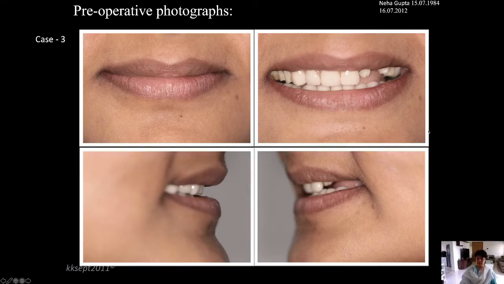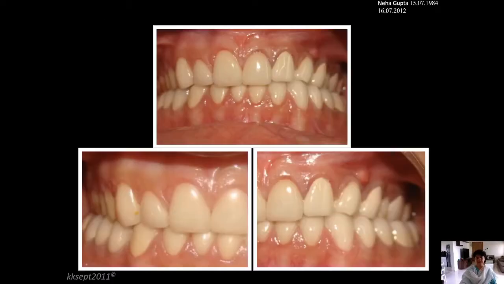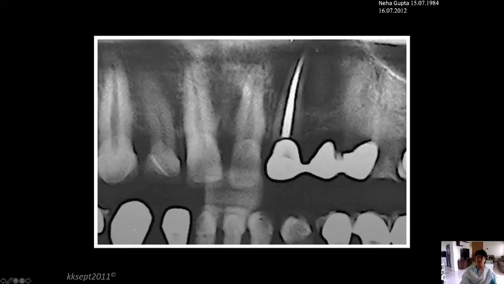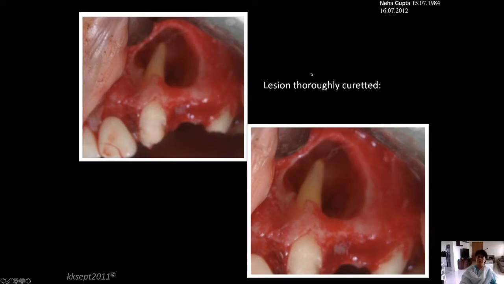So these were the photographs shown by him to me: this girl has lost her canine, and these were some earlier pictures before extraction taken by him, and there was a pathology here and then he couldn't save the tooth, so he extracted the tooth, he did root canal of this, and there was a huge dehiscence at that point of time. These were the photographs taken by him before I accepted his tutorship, and he is showing the huge buccal lesion and he's cleaned everything. You can see it looks clean and nice.